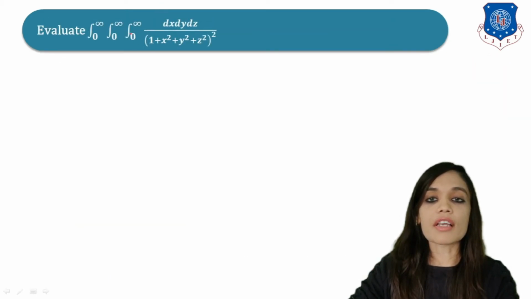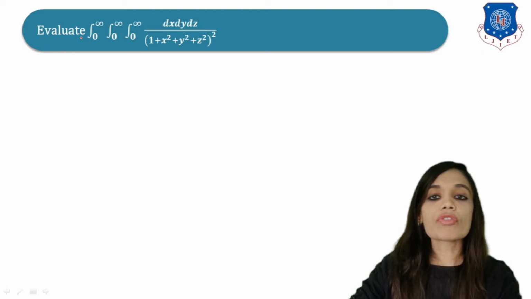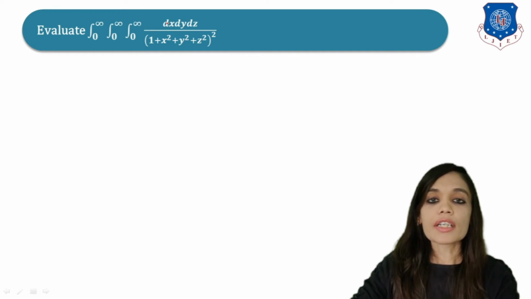So now let us start with the example. So we have to evaluate triple integration from 0 to infinity dx, dy, dz upon 1 plus x square plus y square plus z square whole square.